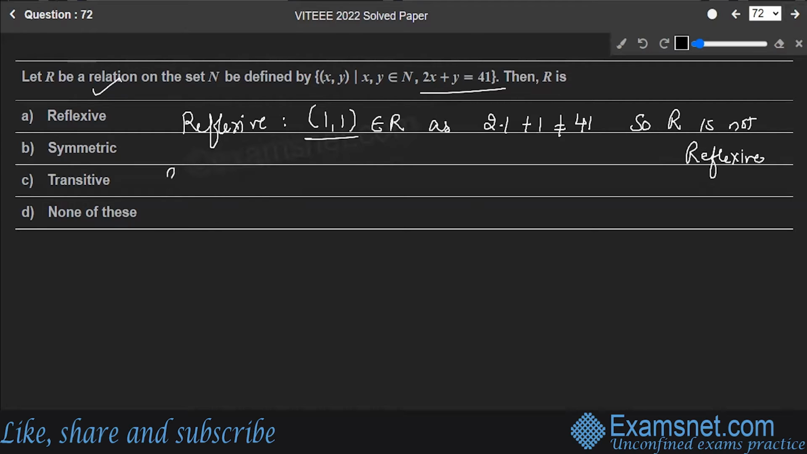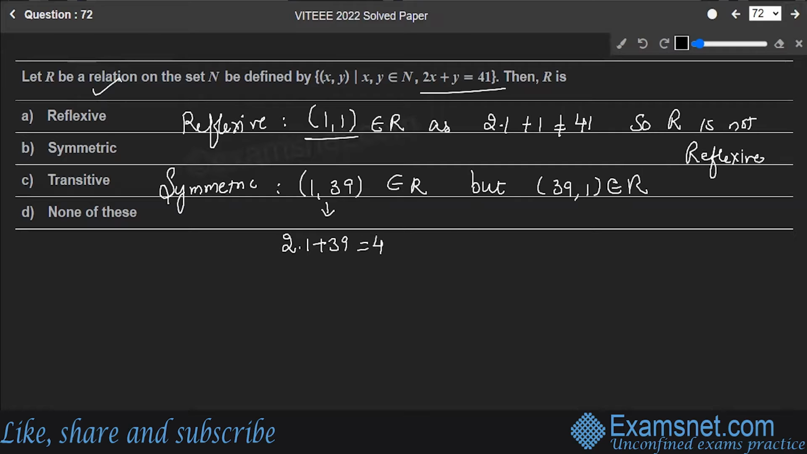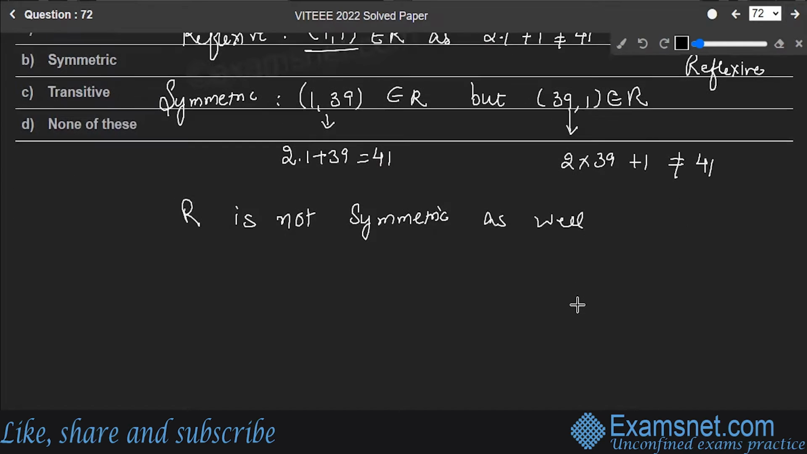If we talk about symmetric, (1, 39) belongs to R, but (39, 1) does not belong to this relation. See, if I put 2 into 1 plus 39, that is equal to 41. But if I put 2 into 39 plus 1, that is surely not equal to 41. So R is not symmetric as well. Let's try the third one, transitive.